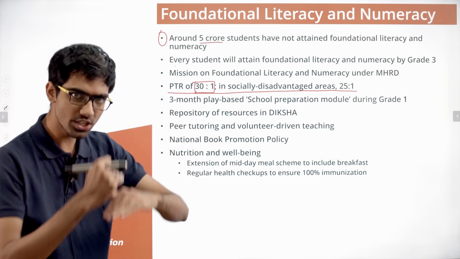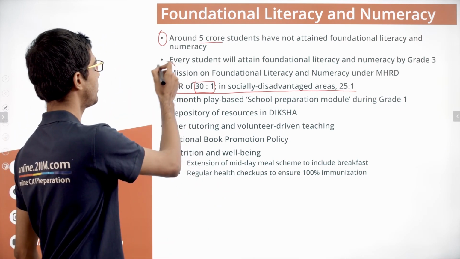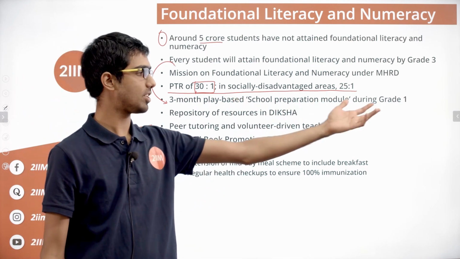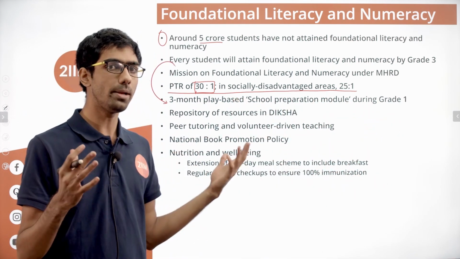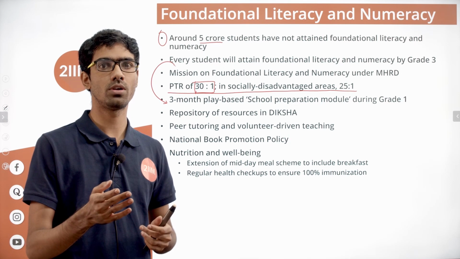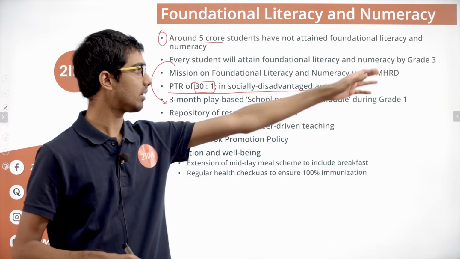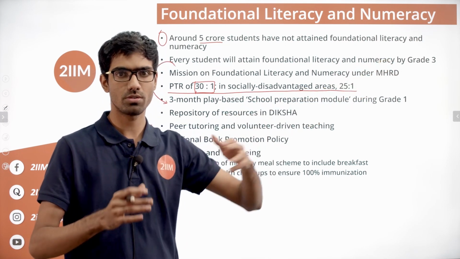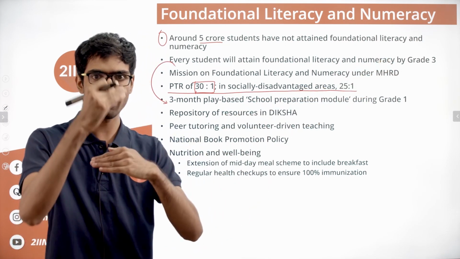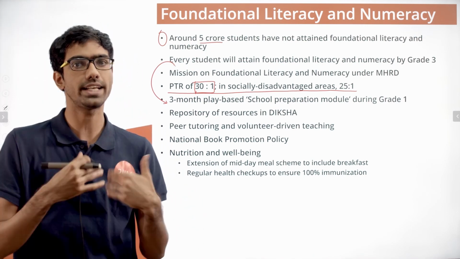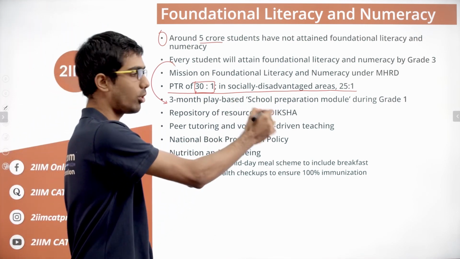There's going to be some foundation that needs to be put in place, which is what is explained here. There's going to be a 3-month play-based school preparation module during grade 1. Why is this very important? So grade 1 is when the student is around 5 to 6 years old. So we are talking about grade 3, which is when the student is 8 years old. So between these 3 years, the student has to achieve enormous progress so that the further levels of education can cater to them. So for that, this module becomes very important.